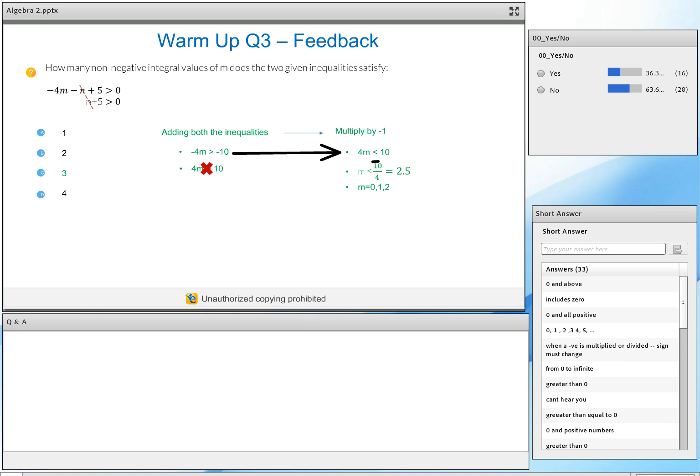All right, so now what I get is m is less than 10 by 4, which is 2.5. So I have to figure out the integral values, the non-negative integers, which means 0 will be included over here, which means that the answer is 3.